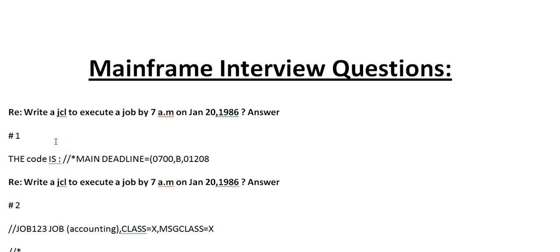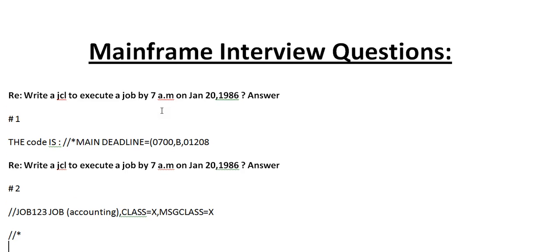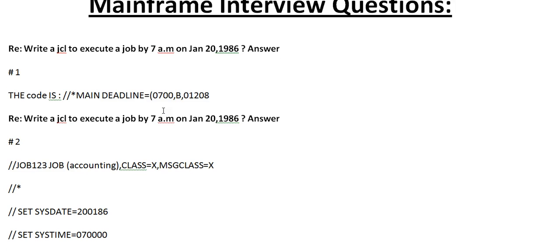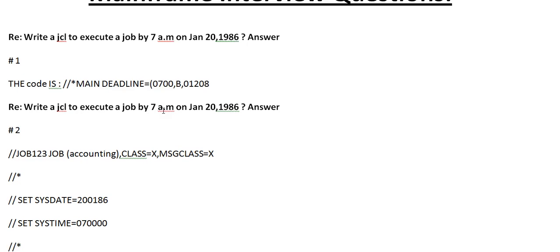The first question is: write a JCL to execute a job by 7 a.m. on Jan 20, 1986 or some other date. The response would be the code: /*MAIN DEADLINE=07001208. Or else you can give another response: below the job card, set the system date as 20th January, 01 and 86 being 1986, and set the system time as 07000. That's it. Now the JCL will be executed at 7 a.m. on Jan 20, 1986. This is the response you need to give.